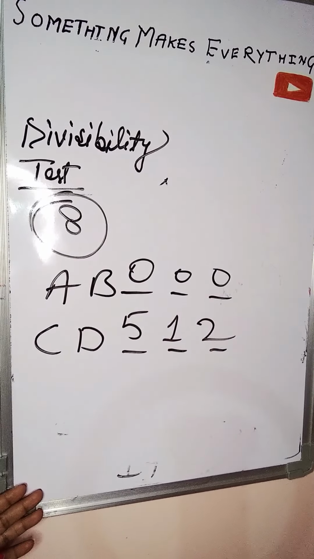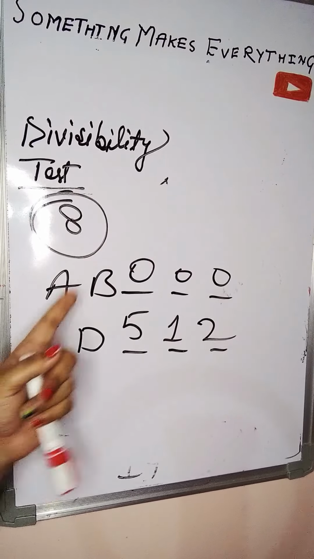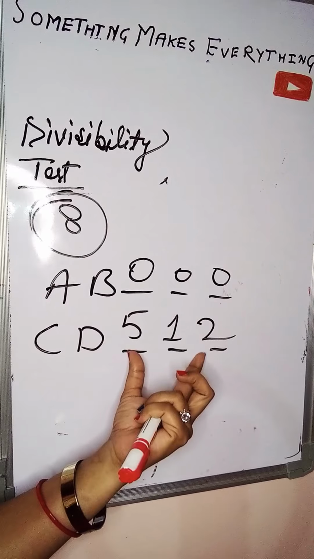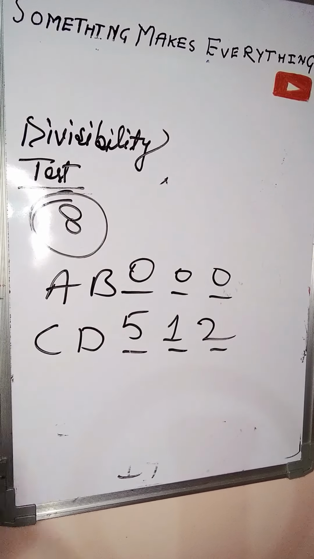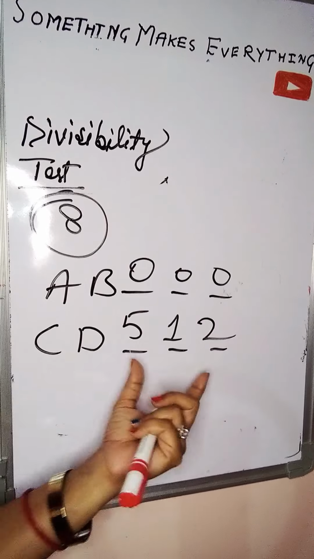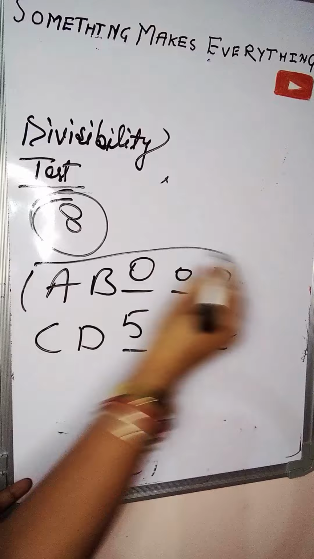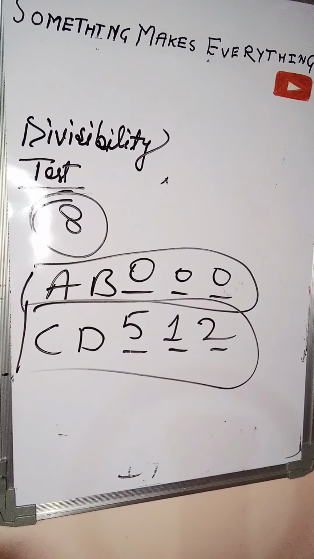What this number is saying here, this one. Three zeros are there at the end of a number, and here the last three digits are completely divisible by 8. So this will be the rule for the number 8. Whenever you see last three digits 0, or last three digits which are completely divisible by 8, the whole number will be divisible by 8.